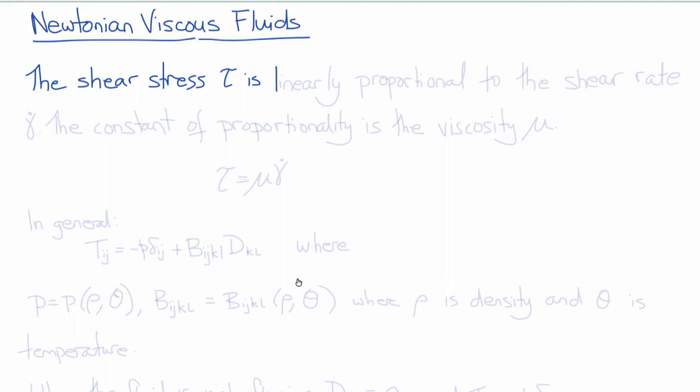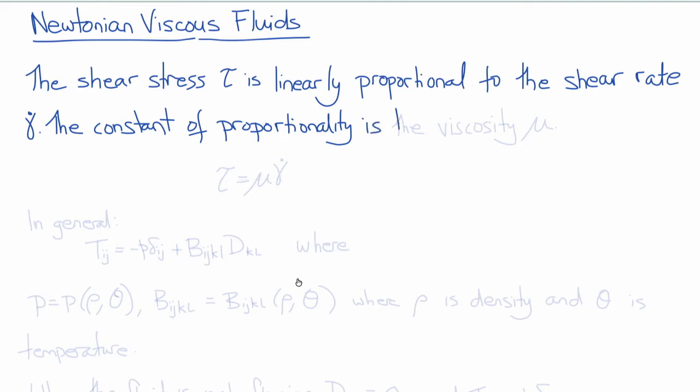In a Newtonian or linear viscous fluid, the shear stress tau is linearly proportional to the shear rate gamma dot, and the constant of proportionality is called the viscosity mu. Thus, for a linear viscous fluid, we can write tau is equal to mu gamma dot, where mu is a constant. But this equation isn't a constitutive equation, because a constitutive equation must give us all of the components of the stress tensor. So in general, a linear relationship between the stress tensor T and the rate of deformation tensor D will look like this.